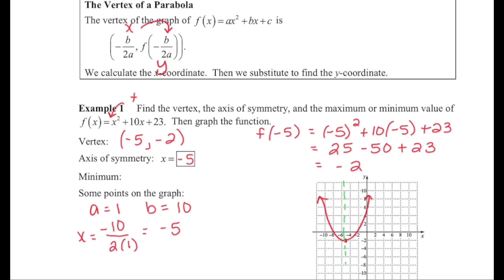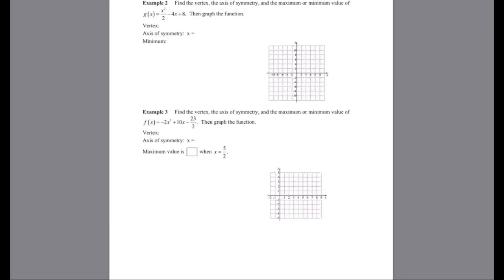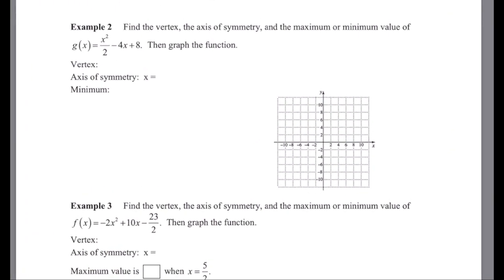And because it is a smiley face, the smallest value, or our minimum value, is also negative 5, negative 2. And you can use Desmos to graph. Let's try another example.